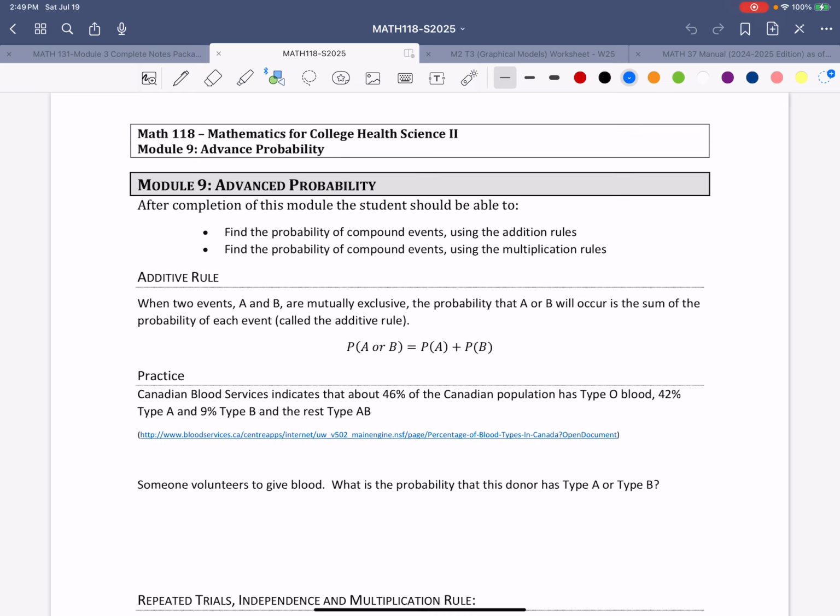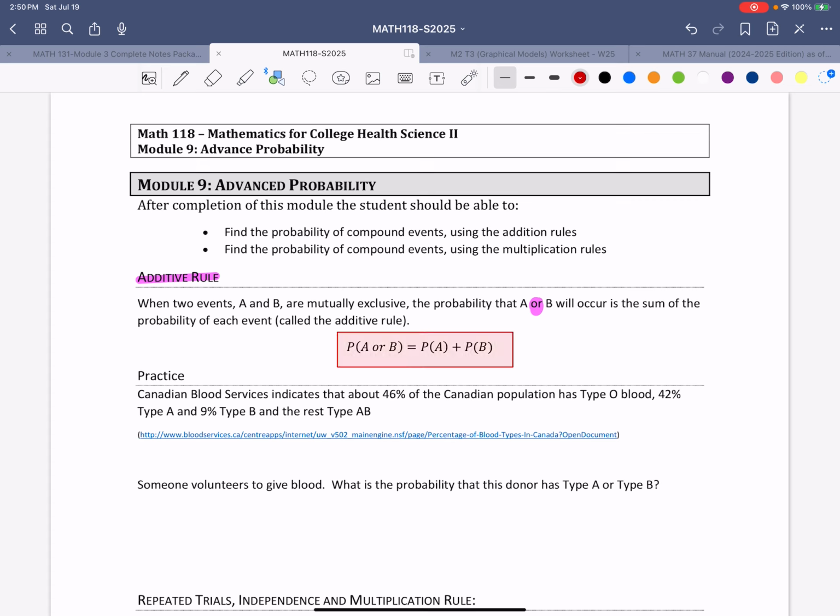using the additive rule, which we're going to talk about, and then also for sequential events, looking at using a multiplication rule, I like to think of. Okay, so let's get started with our first formula or rule, which is our additive rule. When two events, we'll call them A and B, are mutually exclusive, the probability that A or B will occur is the sum of the probability of each event. And this is called the additive rule. So this formula here is what we're going to use and practice with for a bit.